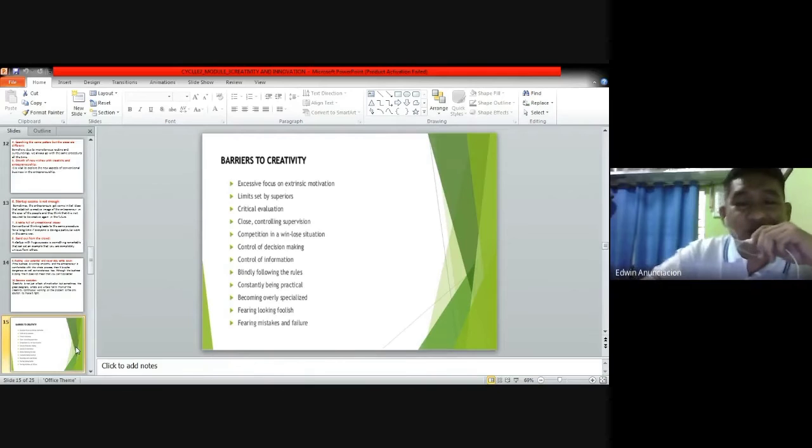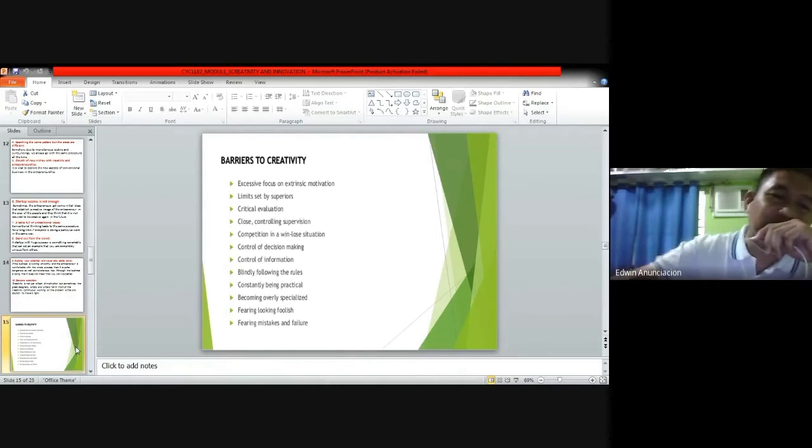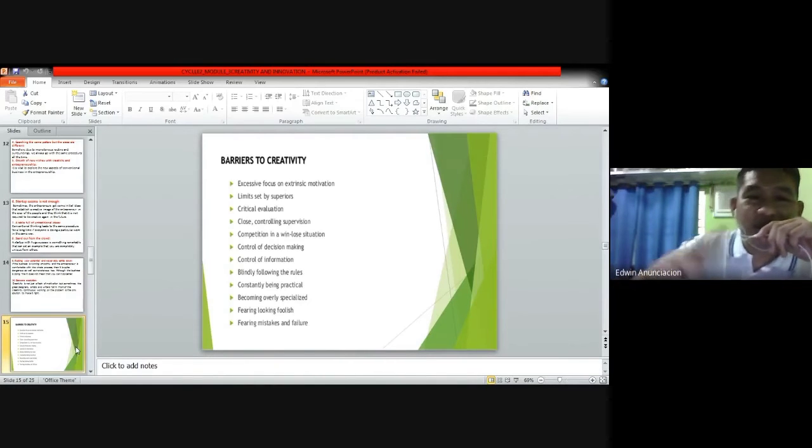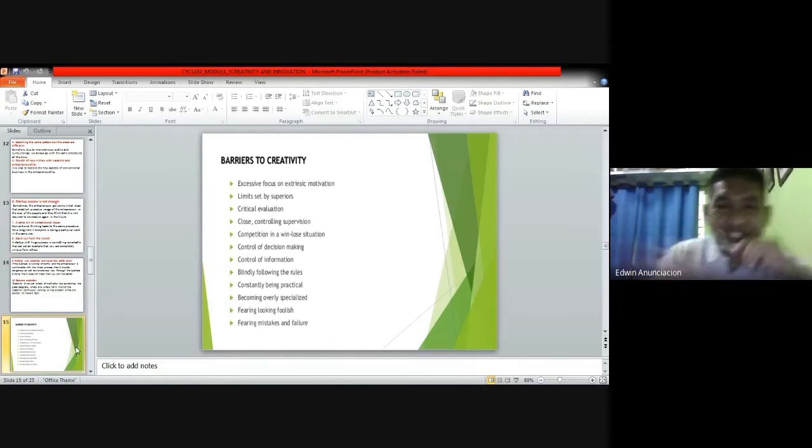And then, control of information. Siyempre, hindi naman po talaga pwedeng basta mag-click ang information niya, blindly following the result. Yun po, papasok na naman dyan si supervision kanina at saka yung evaluation kasi tinitignan na is it really effective? Is it really capable of changing what is existing? Is it really capable of satisfying clients or customers based from the new products and services that they will be offering.